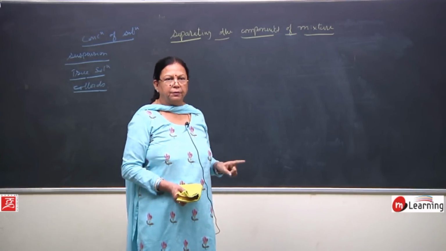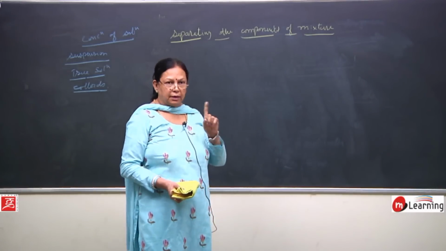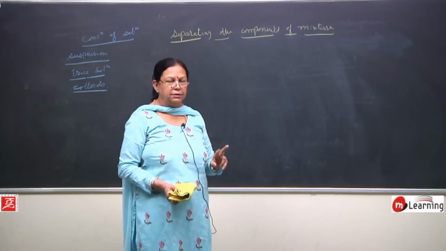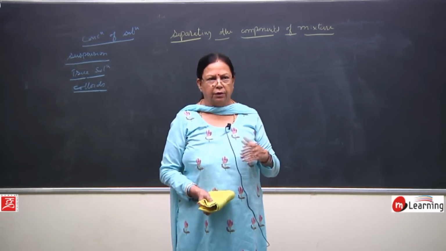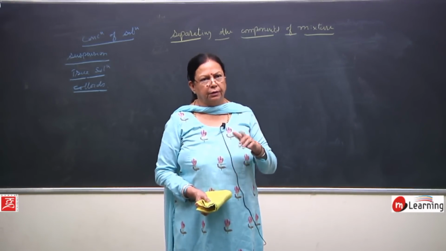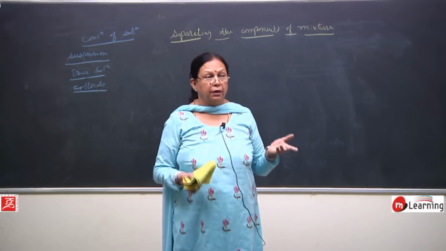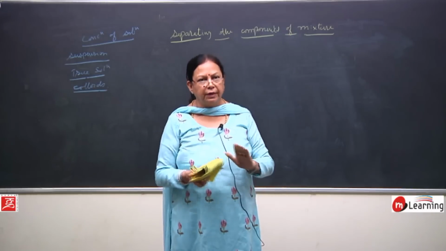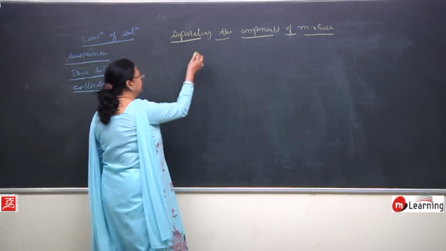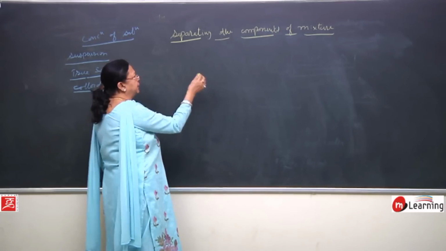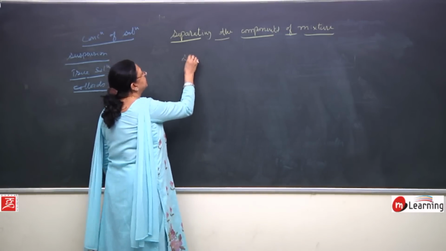A mixture is not a pure substance. It is a mixture of two or more things in any quantity. Say water and salt, water and sugar. This is a mixture. Now, we have to find out how we can separate these mixtures, right. Some very simple means are sieving.